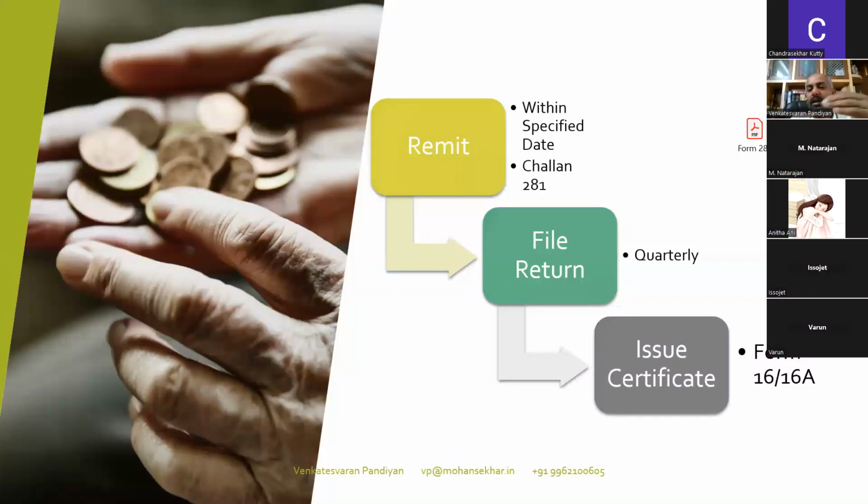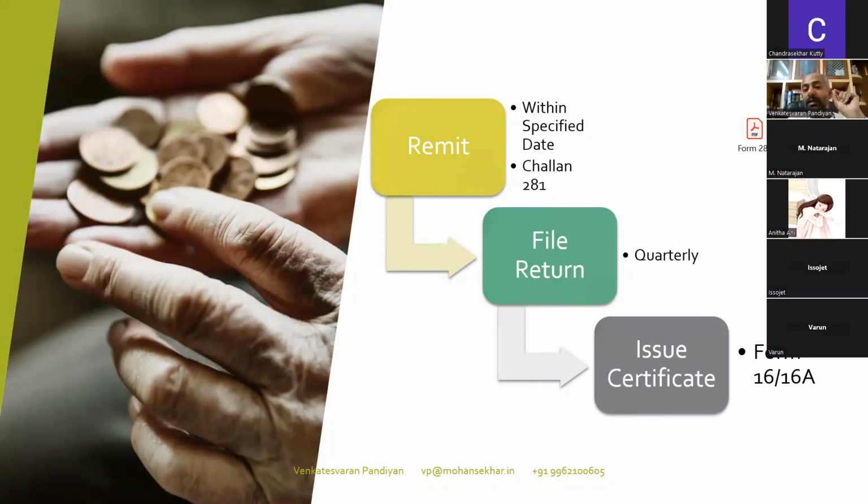We'll look at that later. You will have to remit using a challan called challan 281, where you will mention the assessment year, the nature of payment, and the amount, and then you will sign. For challan 281, the TAN number is mandatory, and you will have to quote the correct TAN number. Even incorrect quoting of the TAN number could result in a penalty.